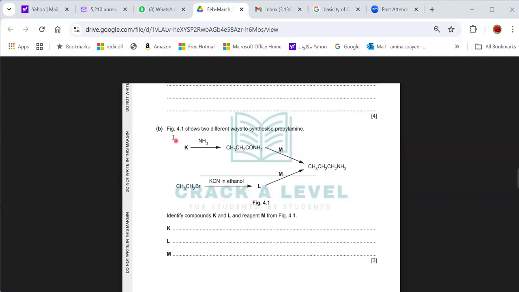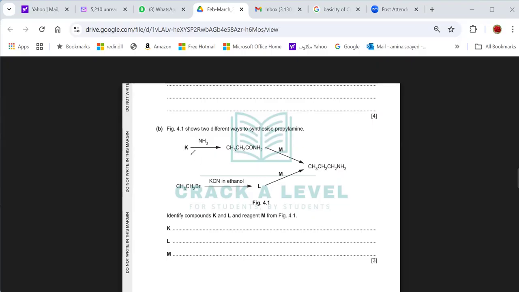We come to B. It says figure 4 shows 2 different ways to synthesize propylamine. In the first one, K, in presence of ammonia, we produce CH3CH2CONH2, and then in presence of reagent M, it will change to CH3CH2CH2NH2. And here we have bromoethane in presence of potassium cyanide in ethanol. It will form a compound L which also with reagent M will form propylamine. Now they said identify compounds K, L, and reagent M.